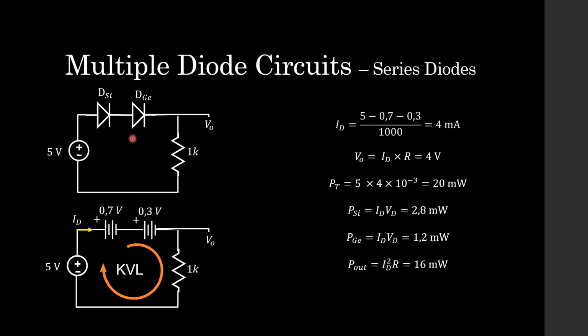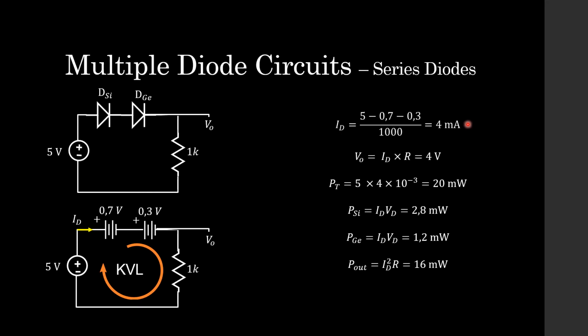So when we redraw the circuit using the constant drop model, this is the equivalent circuit that we arrive at. We have a 0.7 volt source, which represents our silicon diode, and a 0.3 volt source, which represents our germanium diode. Again, a KVL loop is what we're going to use to analyze this. So from our KVL loop, we are able to get this equation. I've already simplified it quite a bit to make the diode current the subject of the equation.